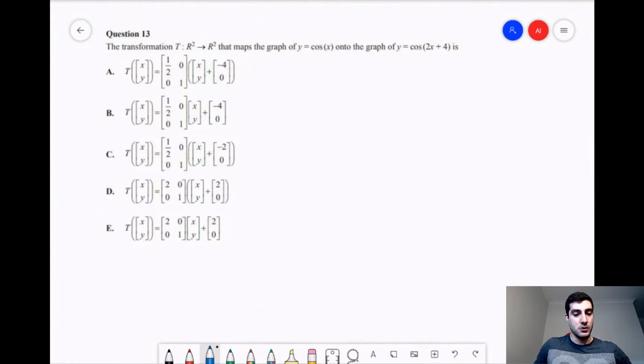So question 13 reads: the transformation T from R squared to R squared that maps the graph of y equals cosine of x onto the graph of y equals cosine of 2x plus 4 is... So what are these transformations? The first step that I'm going to do is rearrange this form. What we're mapping to could also be expressed as cosine of 2 times (x plus 2).